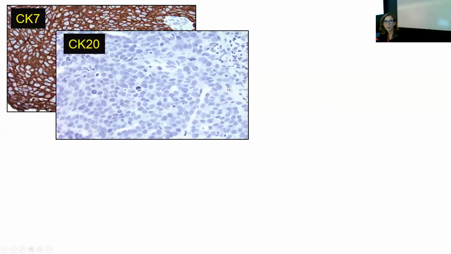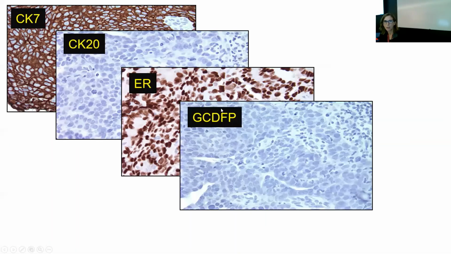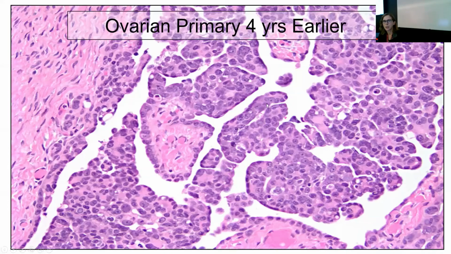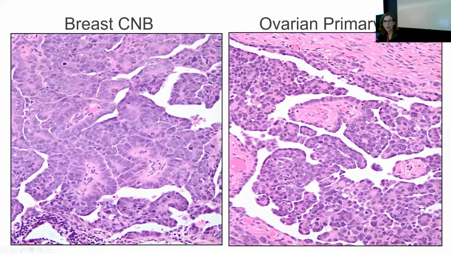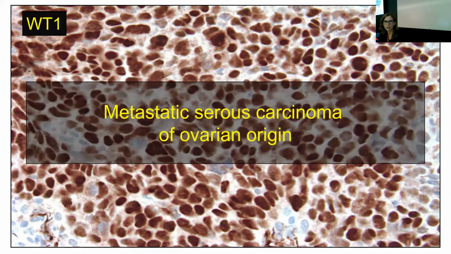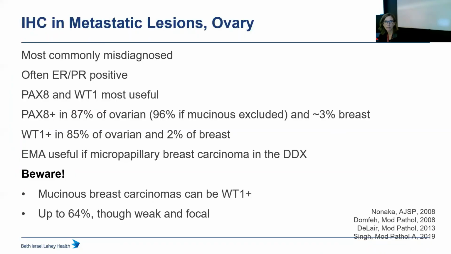It was worked up: CK7 positive, CK20 negative, ER positive, negative for GCDFP and mammoglobin. Still could be breast, right? But it did turn out the patient had a prior history of serous carcinoma. And this looks pretty similar to what we have. And so comparison can be your best ancillary tool. And you see here that they look fairly similar. And here's the WT1 staining in the breast lesion. So metastatic serous carcinoma of ovarian origin.